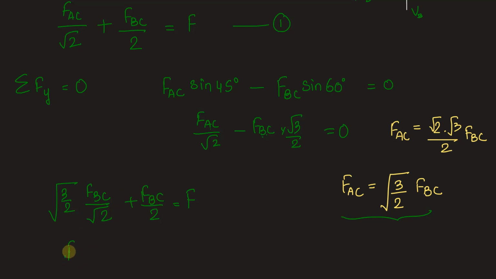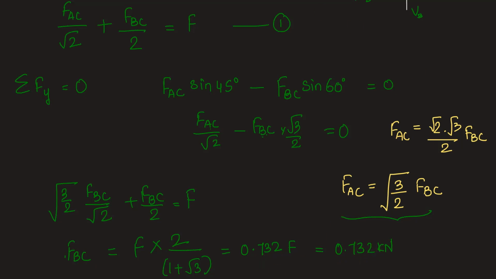Now FBC can be taken common and found out. So FBC taken common is equal to F. Coefficient of FBC on this side will be root 3 by 2 plus 1 by 2, or coefficient of FBC on this side was 1 plus root 3 by 2. The common denominator in both the terms is 2. So we have this as into 2 by 1 plus root 3. This comes out to be 0.732 times F. F is given in kilonewton as 1 kilonewton. So we have value of FBC is 0.732 kilonewton.